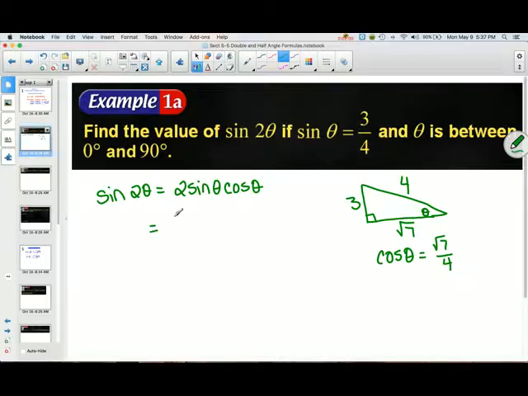So then sine 2 theta is 2 times 3/4 times root 7 over 4. I'm going to do a little bit of simplifying here. So I get 3 root 7 over 8. The nice thing about the double angle formula is you don't have to worry about what quadrant 2 theta is in, because remember we're solving sine 2 theta. It gets taken care of in the process with the signs of sine and cosine, so you wouldn't have to worry about that.